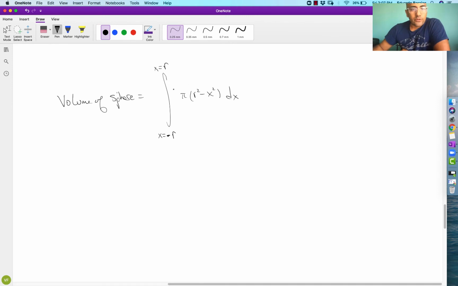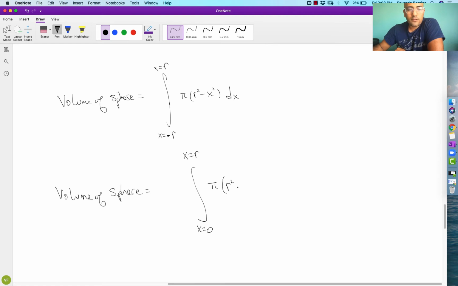Okay, one shortcut we could do is by symmetry: note that if we just find half the sphere, we can double it, and then that'll give us the whole sphere. So we can say that the volume of my sphere is equal to the integral as x ranges from 0 to r of pi times (r squared minus x squared) dx, and that's just going to give me half my sphere, right?